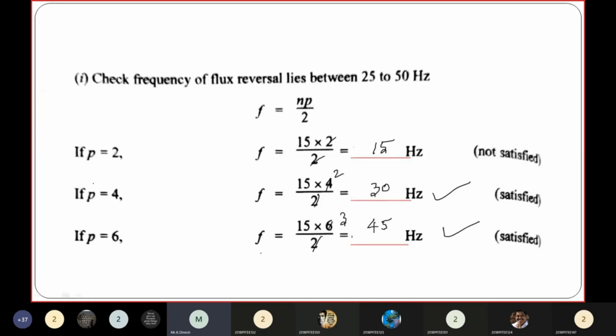So we have to check the frequency of flux reversal. Two poles satisfied. Either my pole should be 4 or 6. So out of the two, we are going to check which one we need, whether we need 4 or 6.